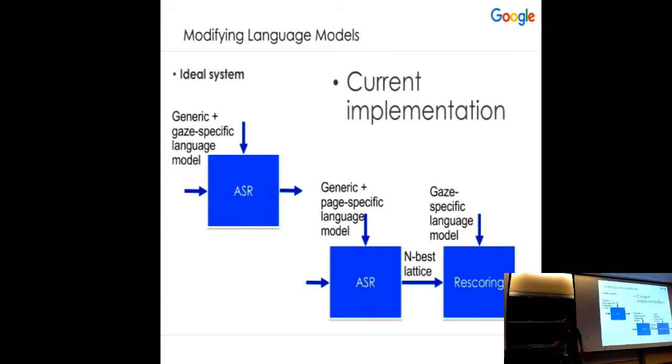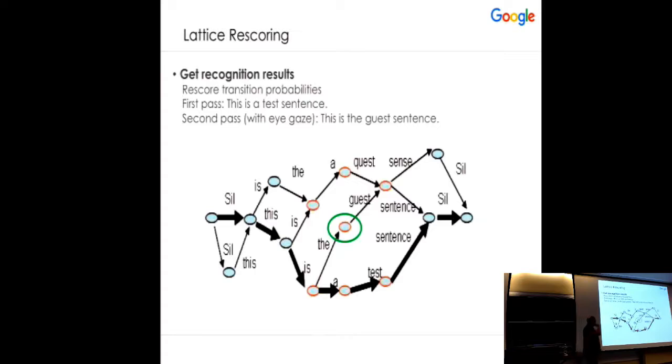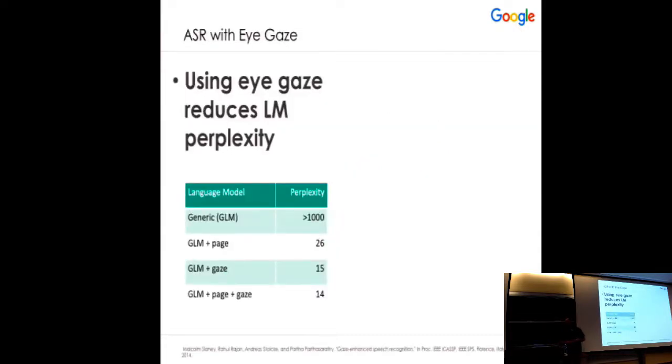For example, you might get this kind of lattice where this is a test sentence, but the person is looking at the word "the" when they're doing it. It's a very contrived example. And so what you really want to do is recognize this other path. And we can do that all probabilistically, and it can change the weight between the visual and the acoustic to get the performance we need to get. I think the best way to talk about the performance is in terms of perplexity.